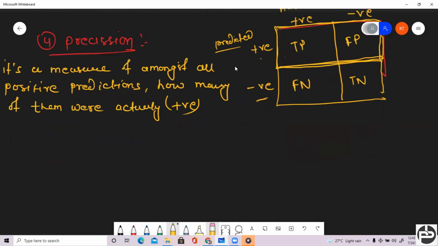Let's explain this in a mathematical definition. Precision in mathematical form is true positive divided by true positive plus false positive. Is it? Yes. This is my total prediction of positive, right? If I highlight this block, this is my total predictions of positive. So out of the total predictions of positive, how many are correctly identified as positive? This is that block: true positive divided by TP plus FP.